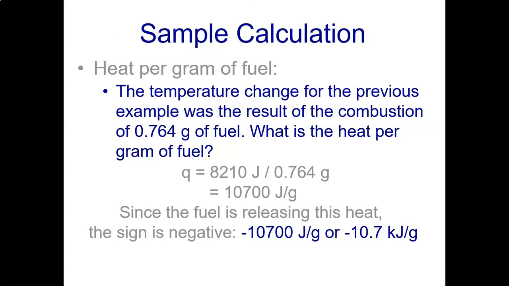And then the temperature change for the previous example was the result of the combustion of 0.764 gram of fuel. What is the heat per gram of fuel? So we divide the heat by the mass of the fuel that we burnt, and we obtain 10,700 joule per gram. Since the fuel is releasing this heat, the sign is negative, and we can convert the unit to kilojoule per gram.